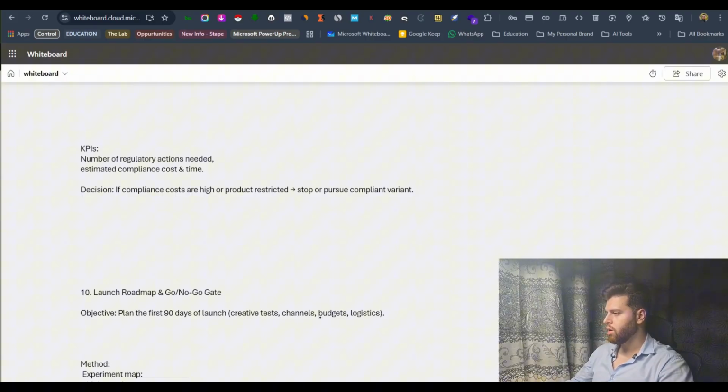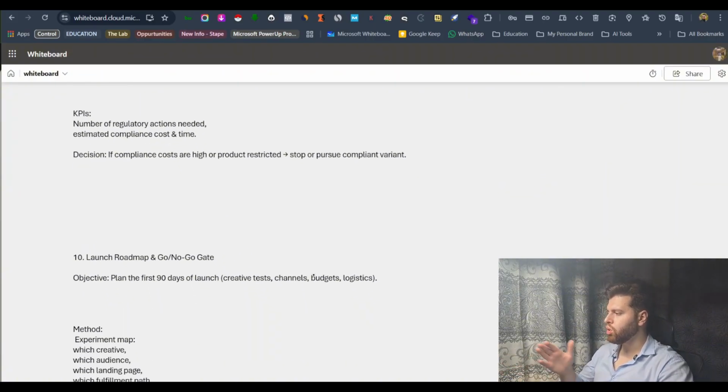Actually launching a roadmap and go or no go gate. The objective here is to plan the next 90 days. It can be less, but it's a range, 60 to 90 days of launch. Creative test, everything should be ready.